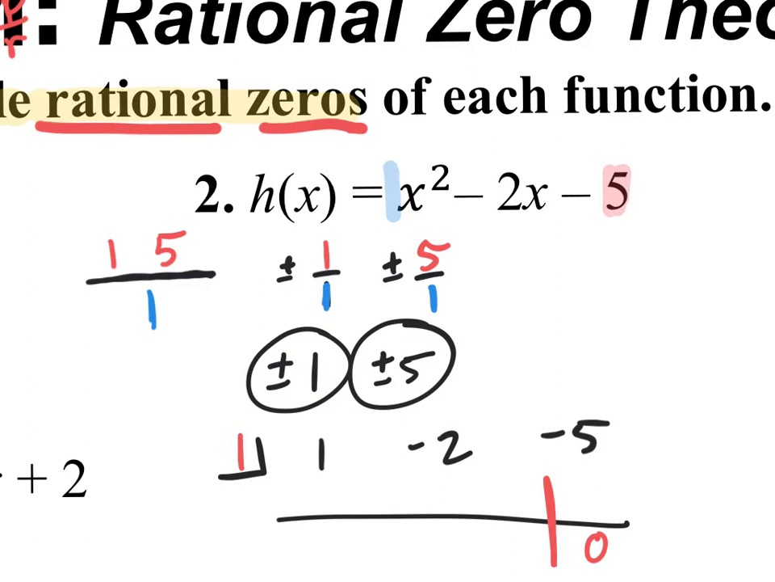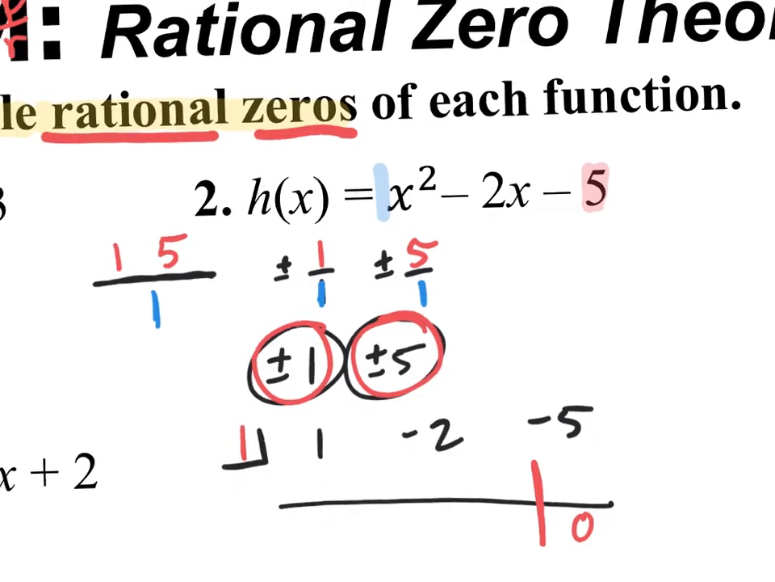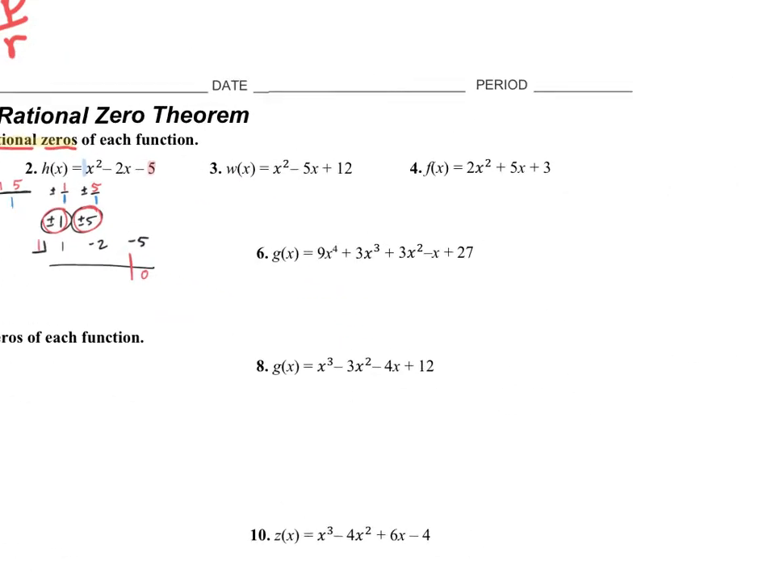The instructions say find or write a list of your possible rational zeros, your possible rational answers, and this is it: 1, -1, 5, and -5. Those are your 4 numbers. That's your list. If you check your answers on your answer post, you'll see that that's the correct answer. It's just a list, all right? So let's move on to number 4.